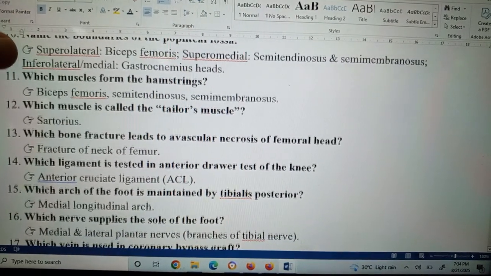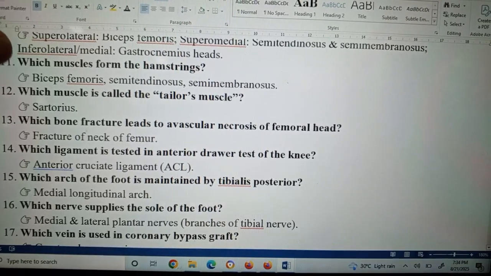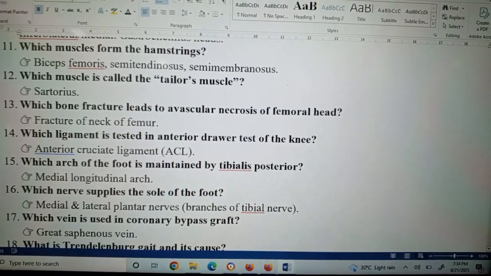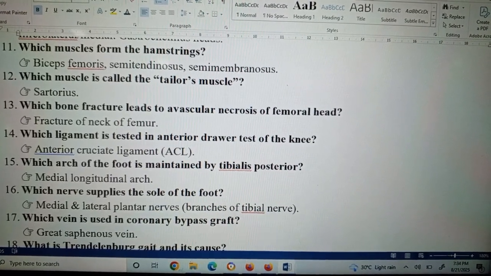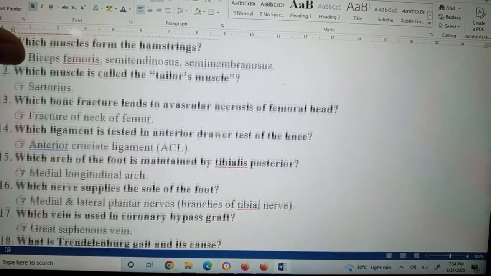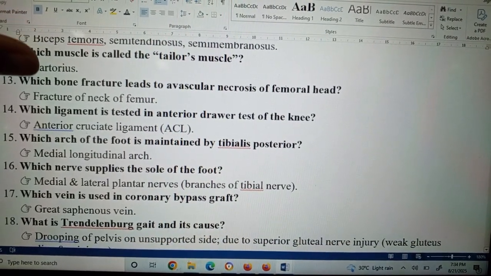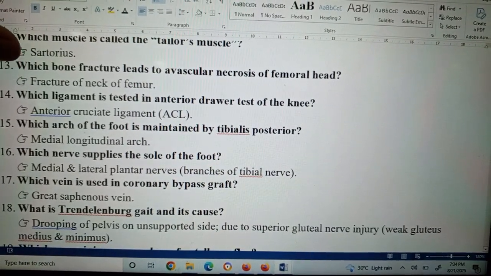What is the Tailor's muscle? Sartorius. And you must also know why it is called Tailor's muscle. Which bone fracture leads to avascular necrosis of the femoral head? In the upper limb it was scaphoid, and in the lower limb it is fracture of the neck of the femur. Which ligament is tested in the anterior drawer test of the knee? Anterior cruciate ligament.